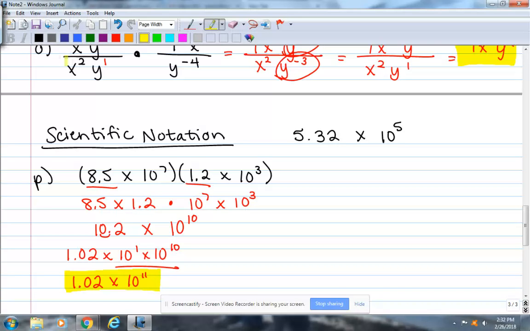Let's do it. 3.4 times 10 to the 3rd times 2.8 times 10 to the 8th. So what do you do first? Yeah, I'm going to do this without writing down that step, because we can do that. So you do 3.4 times 2.8 in your calculator. And what do you get?